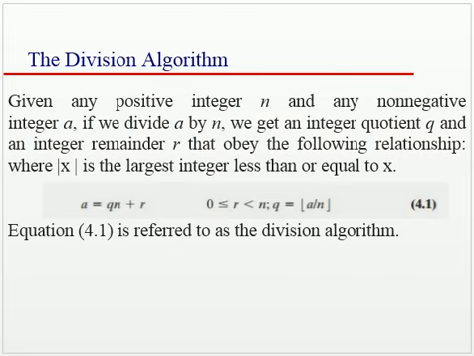Now let us have one example where n is equal to 29 and a is equal to 295. Then we can write 295 as 10 multiplied by 29 plus 5. So in this case q will be equal to 10 and r will be equal to 5. Here this r, 5, is less than 29 and greater than 0.